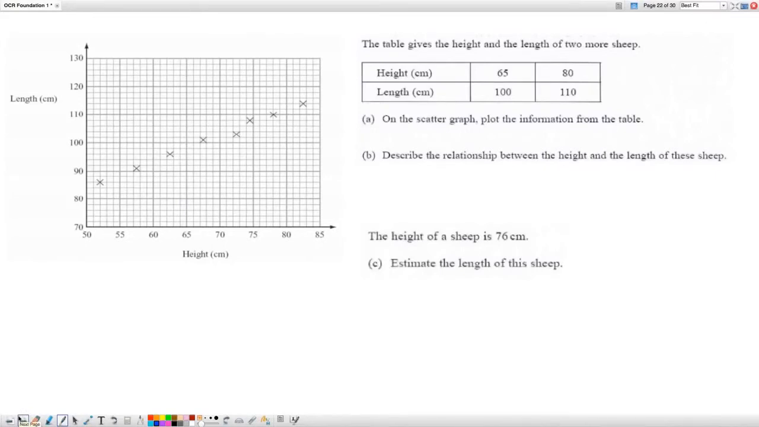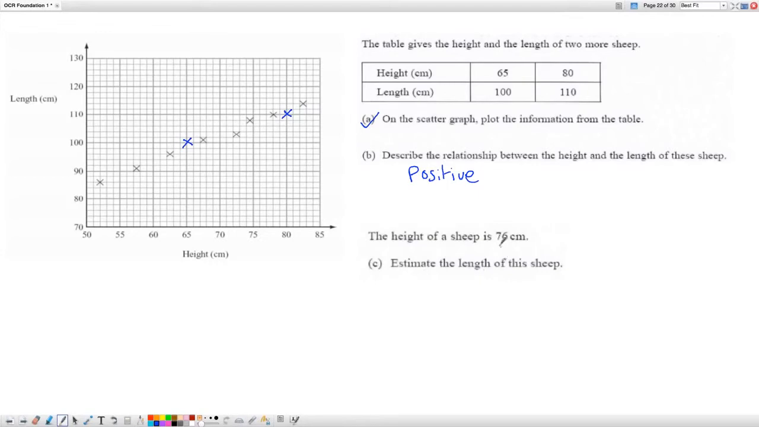This table gives the height and length of two more sheep, shown here for our scatter diagram. We need to plot this information onto the graph. So first off, we have 65. I can see this on the axis here on the X, and a length of 100. Here is 100. So coordinate plotted there. Then we have a height of 80 and a length of 110 here. We're asked to describe the relation between the height and the length of these sheep. We can see here as the height increases, the length increases. So this is a positive correlation.